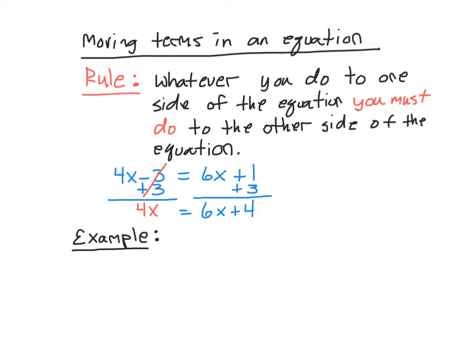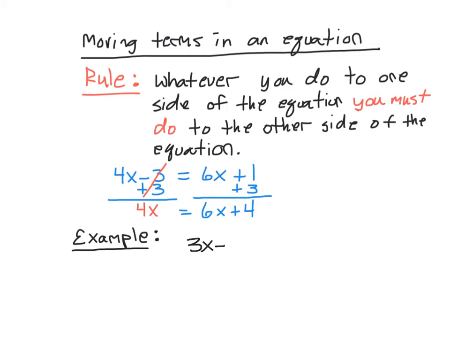And essentially what I did was I moved this negative 3 to the other side of the equation by doing the opposite operation. It was negative, so I simply added, or made it positive. It canceled on this side, moved to the other side where I combined it, and I ended up with this. That's how we move terms in an equation. Now let me show you an example, and in the example I'm going to move one of the variable terms.